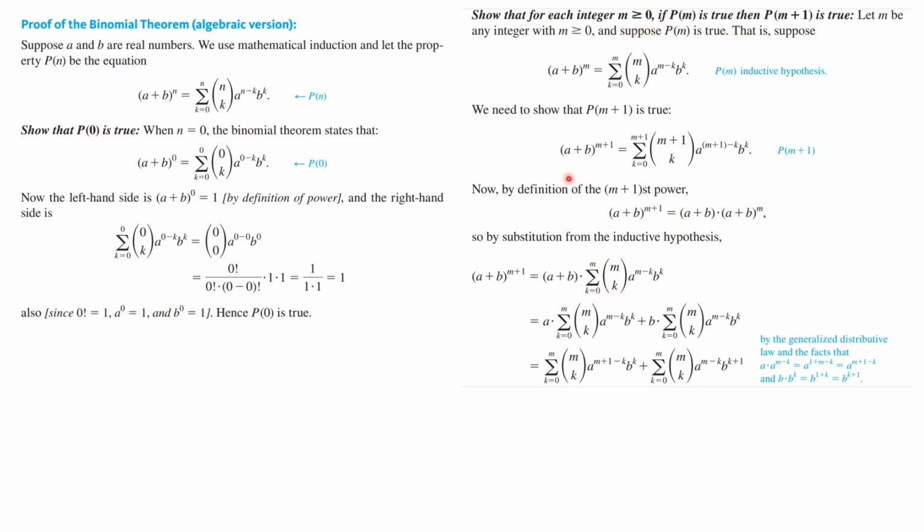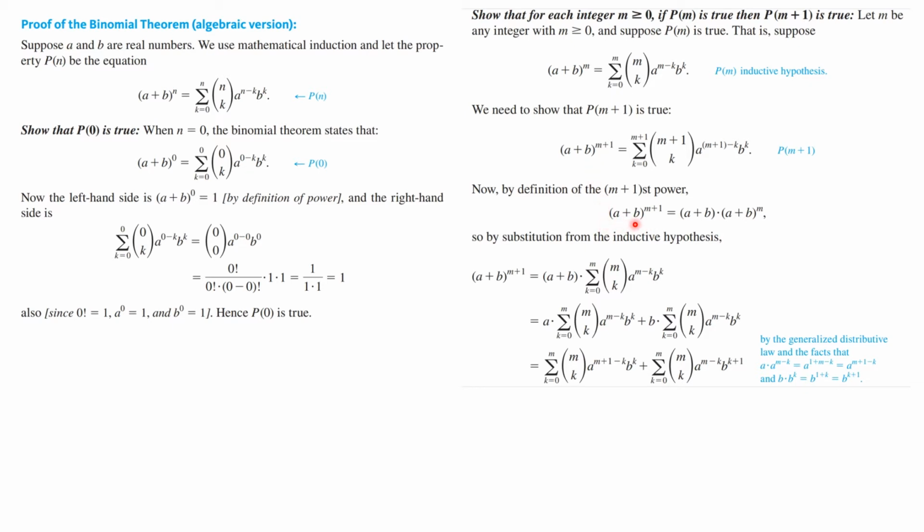We're assuming that's true. That's the if part. And we need to show that (a plus b) to the m plus 1 is the summation from k equals 0 to m plus 1 of m plus 1 choose k, a to the m plus 1 minus k, b to the k. So you see that is the conclusion that we have to show. What we're going to do is start with this and show that it's true.